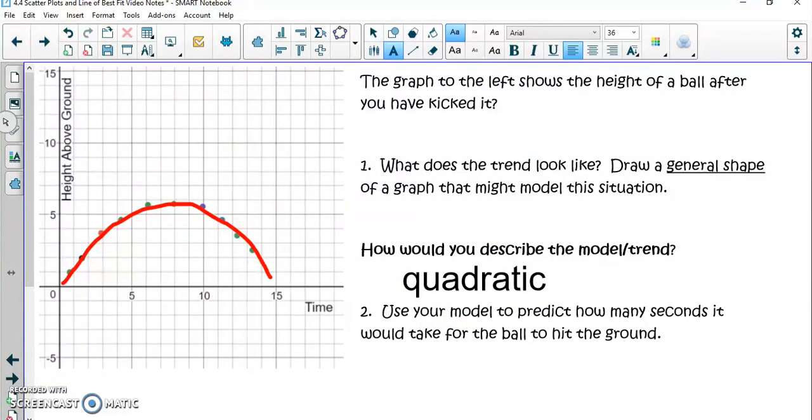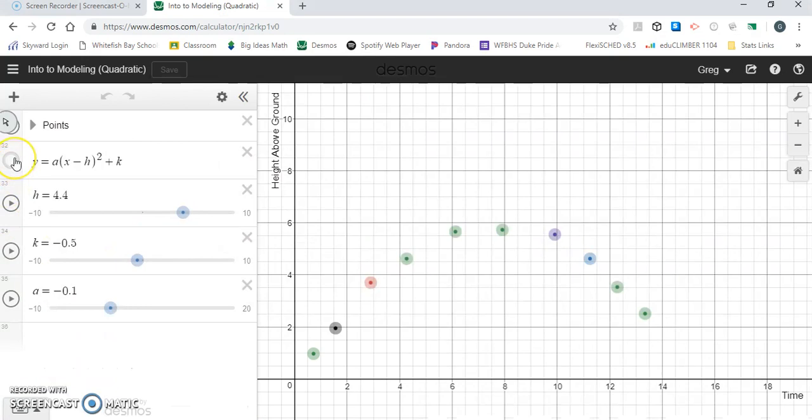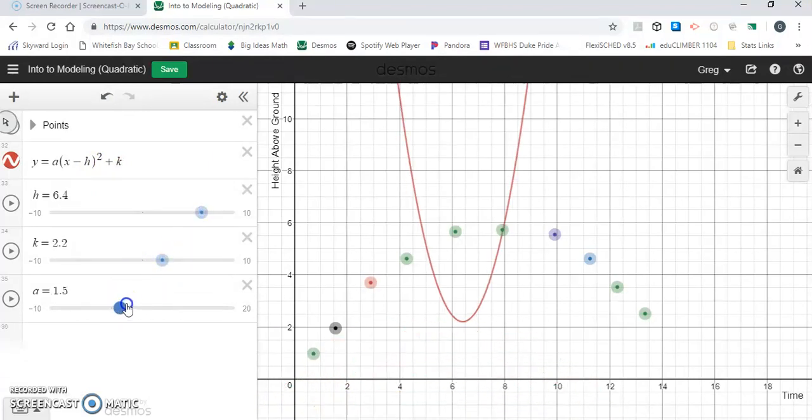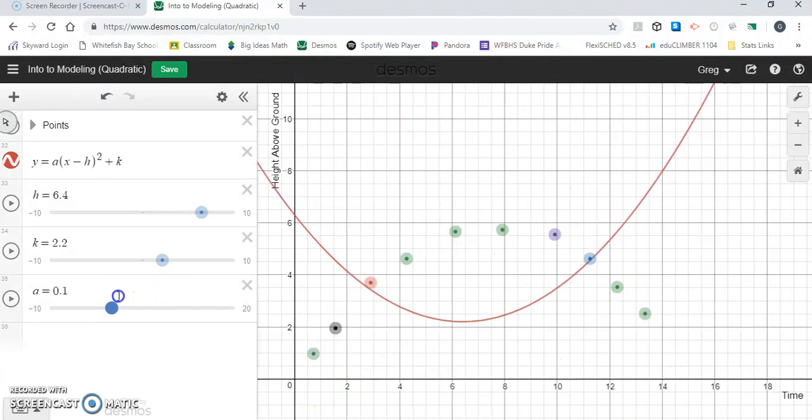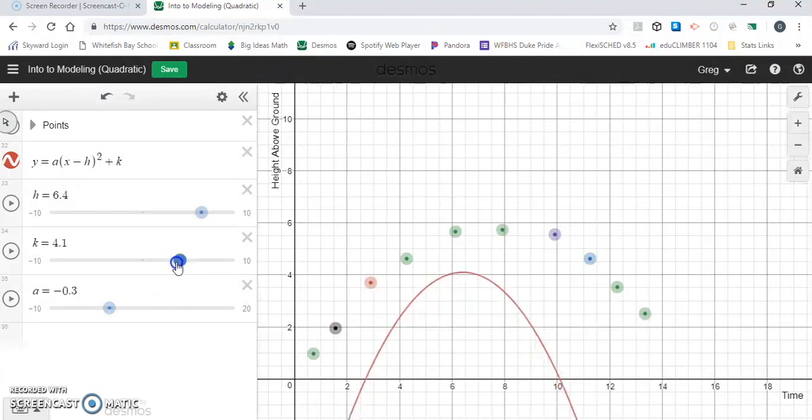Once I have that general shape, I'm going to go to my equation here. My computer will do it for us. Once we have the general shape and we know what it looks like, we can have the computer generate an equation. This is the general quadratic shape. It's a U-shaped graph. I can play around with some of these sliders, and I'll post these links so you can do the same.